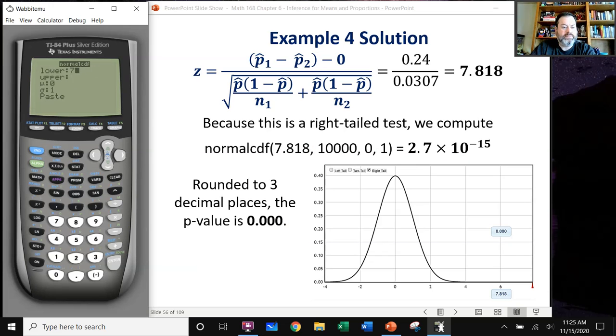So it's 7.818. I'm just using a large number here. You can literally type in any big number you want. 0, 1. And look at what it says. It says 2.7089452 e to the e minus 15.